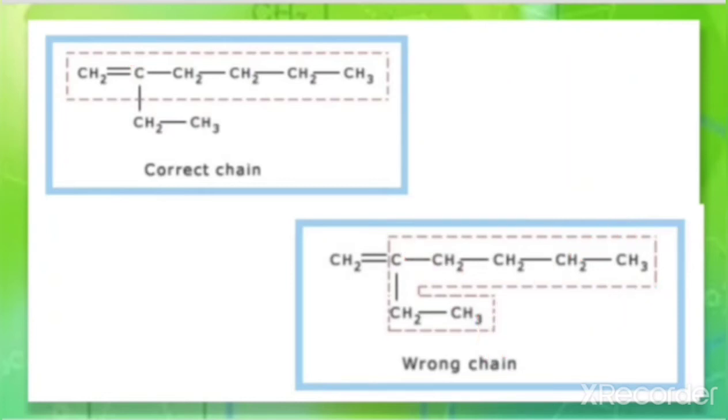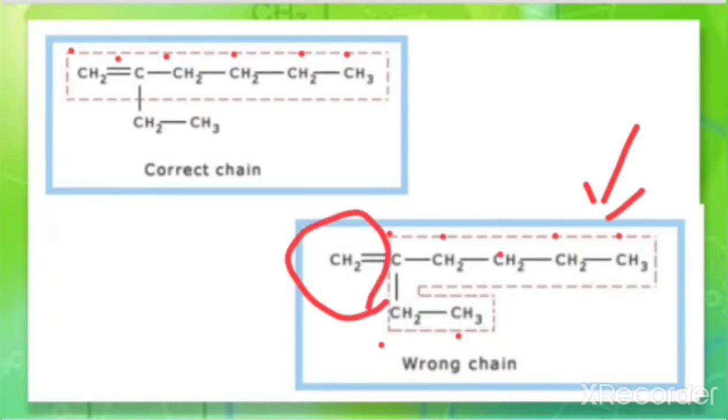So here when we check this way of selecting the longest chain, and when you check this way, in this way you get 1, 2, 3, 4, 5, 6 carbons, and in this way 1, 2, 3, 4, 5, 6, 7. So here is the greater number of carbons if we select this one as the main chain, as it is given in the box, but here the double-bonded carbon is not involved in the chain. So this is not the right way of selecting the main chain.